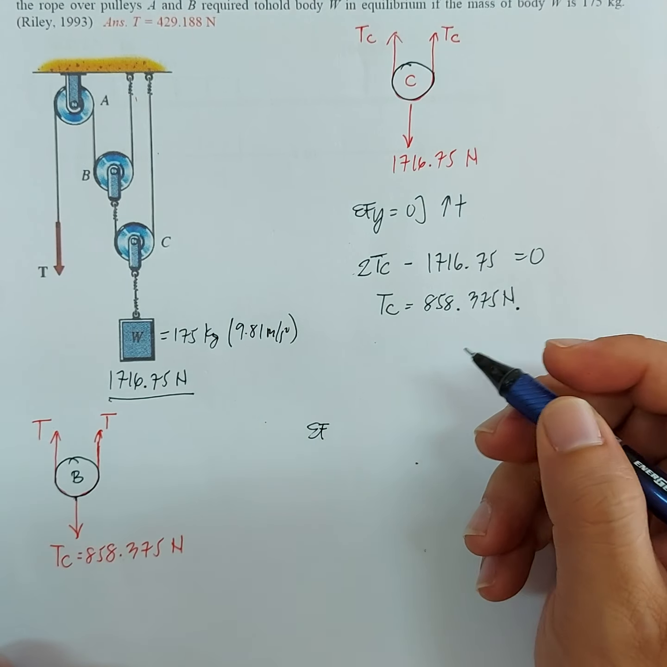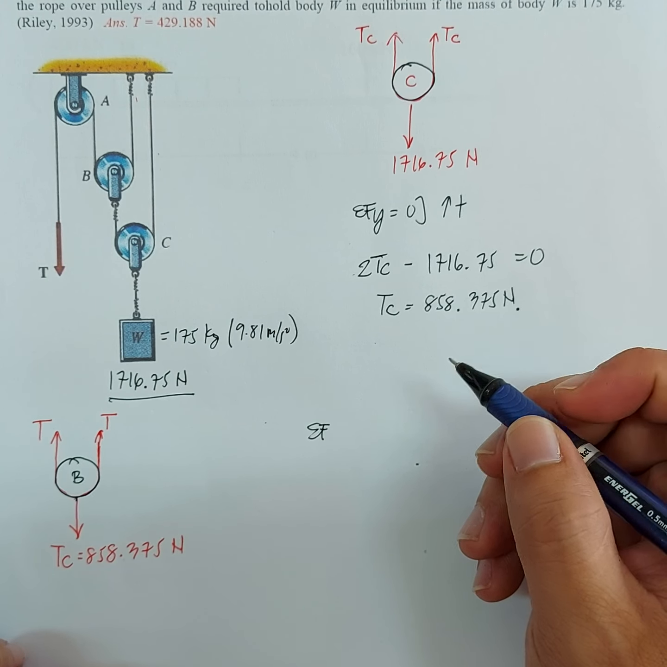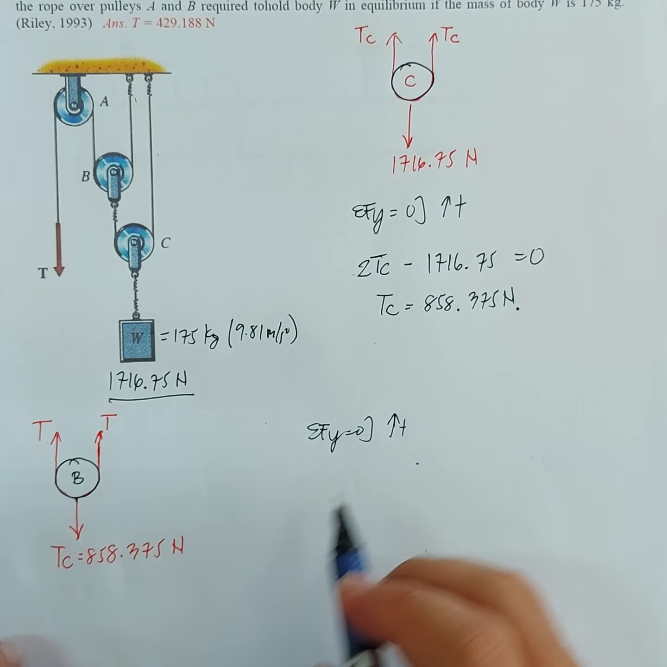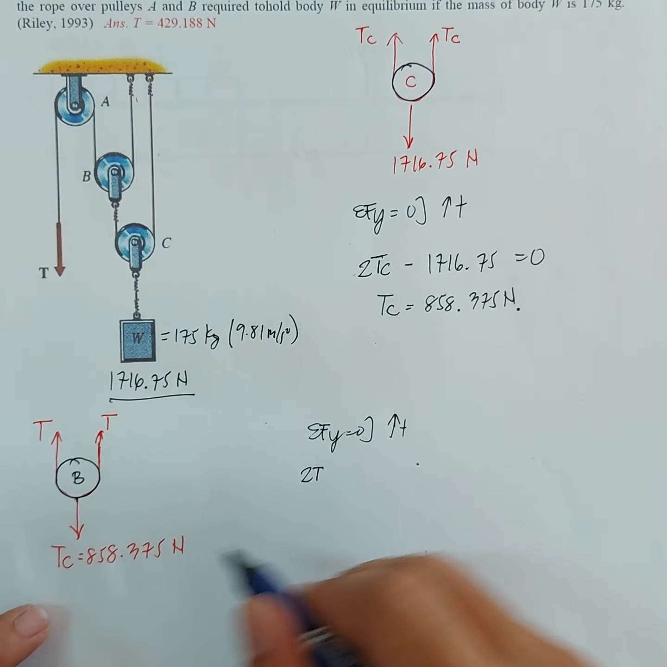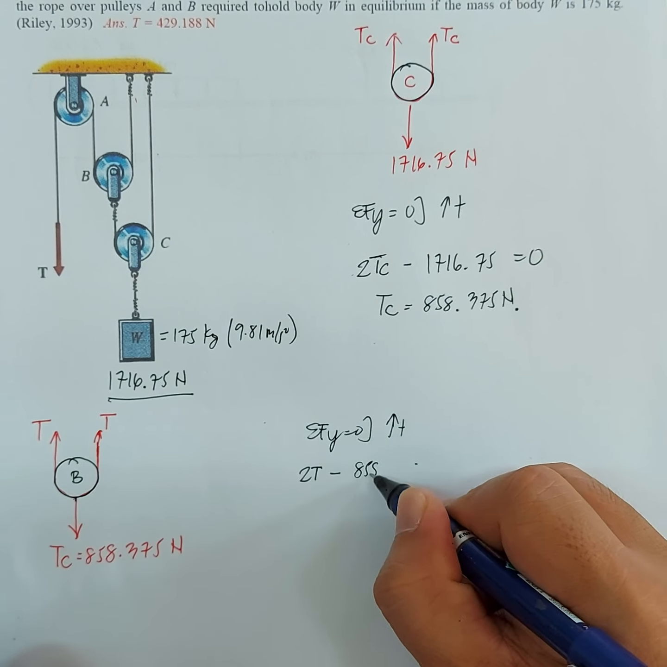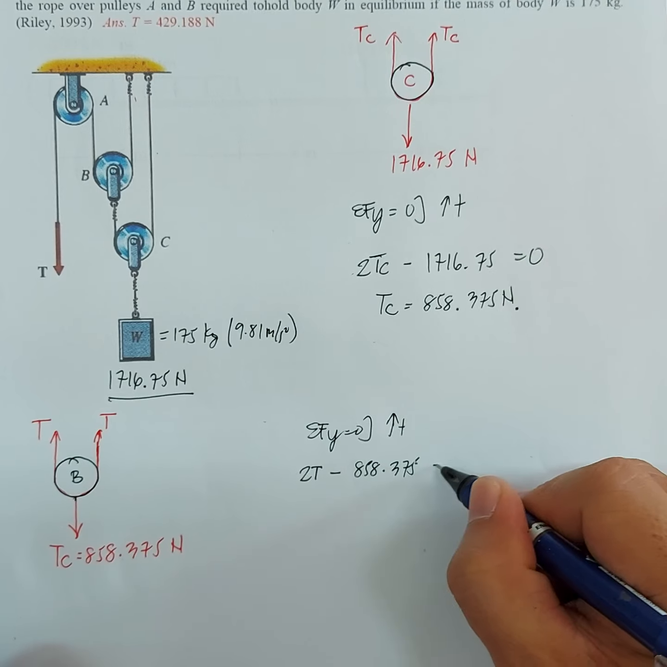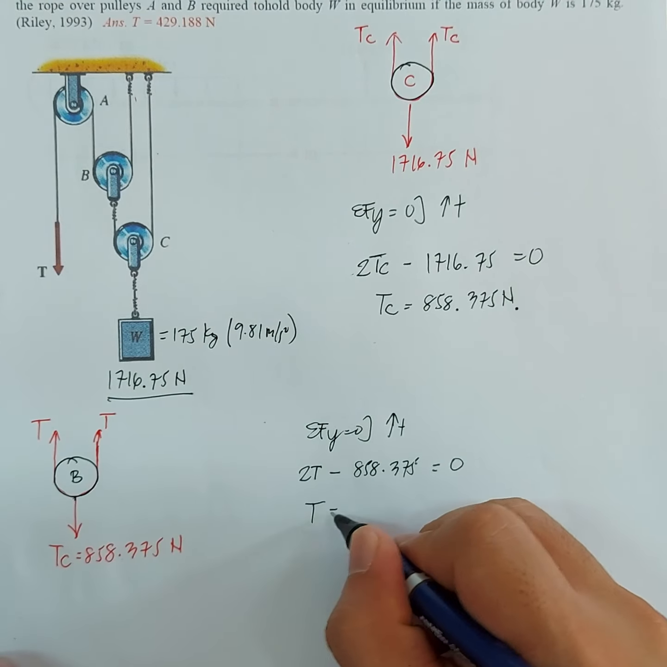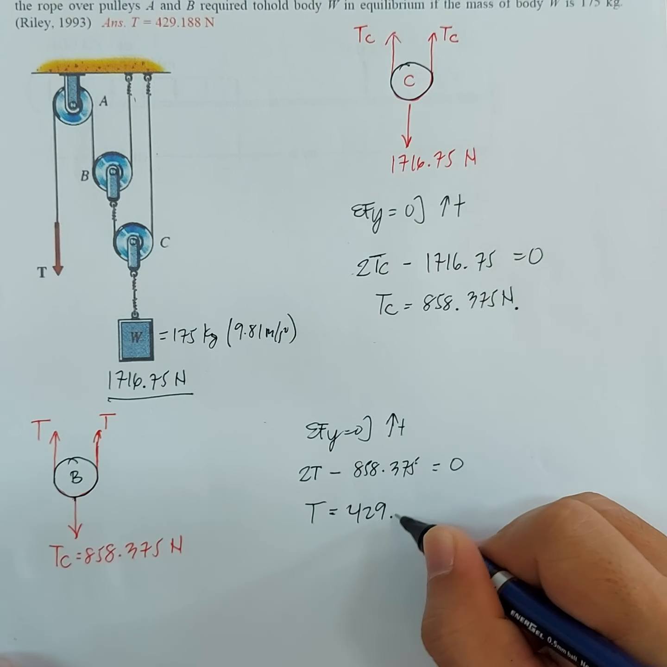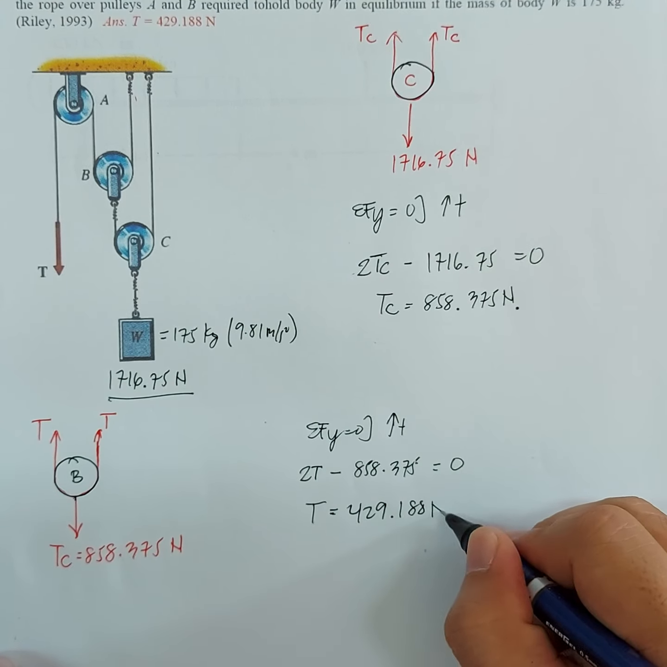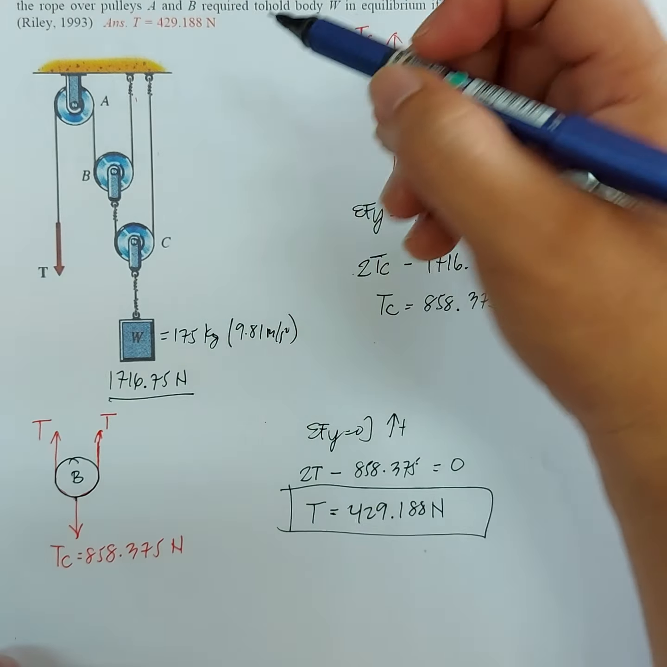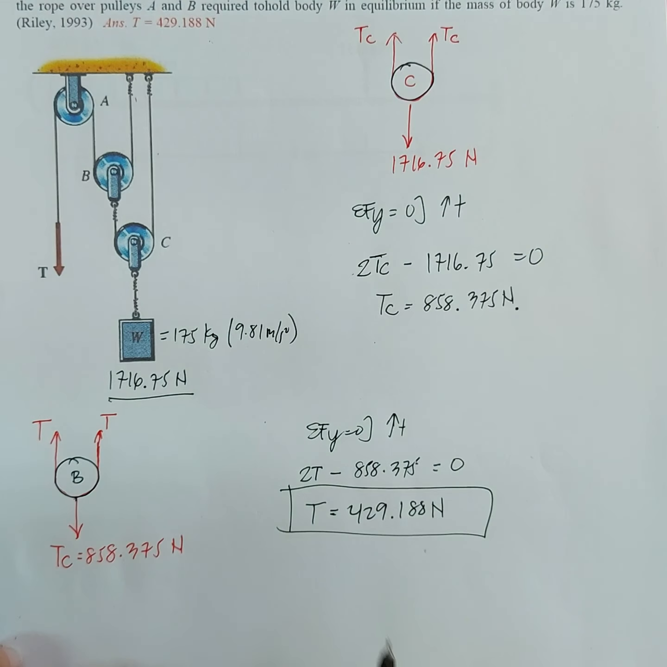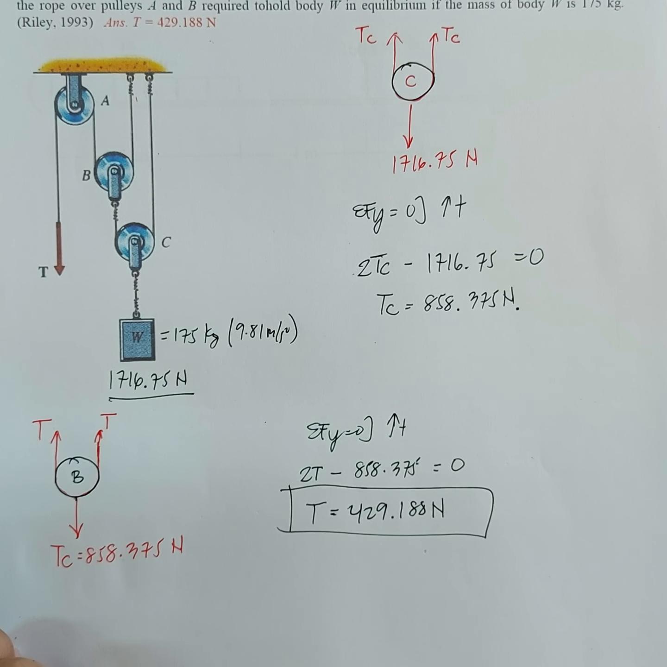The summation of forces along the vertical direction y equals 0, upward forces positive. So we have 2T minus TC, which is 858.375. That is equivalent to 0. Okay, so T here is equal to 429.188 newtons. So that is T. Nandun yung sagot natin sa may module. Okay, so that's how we solve this problem.